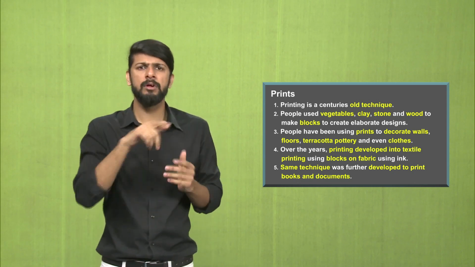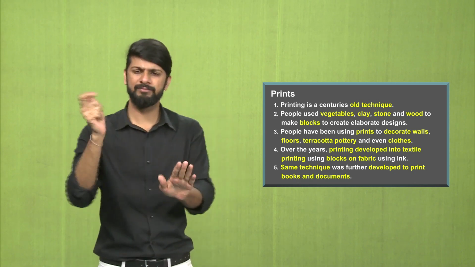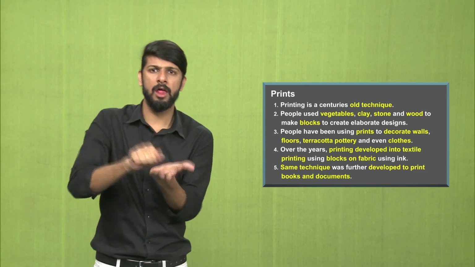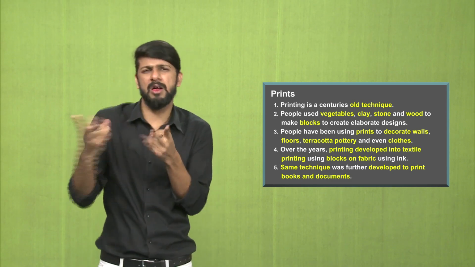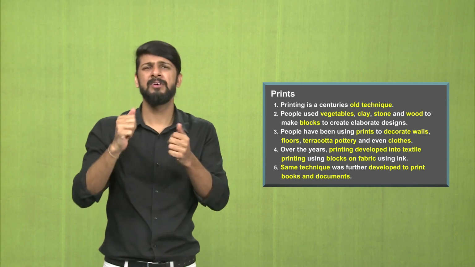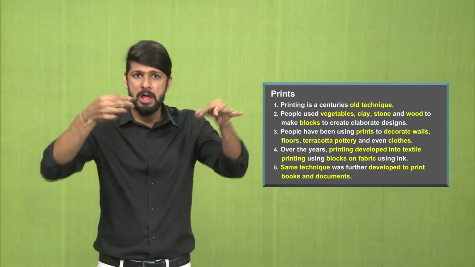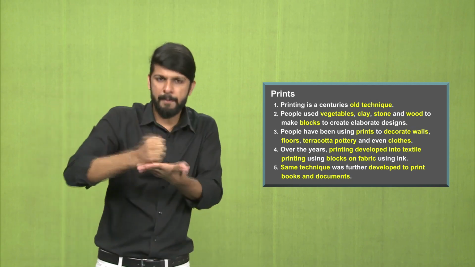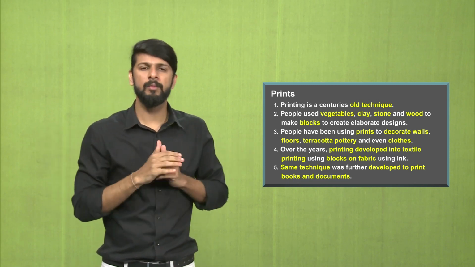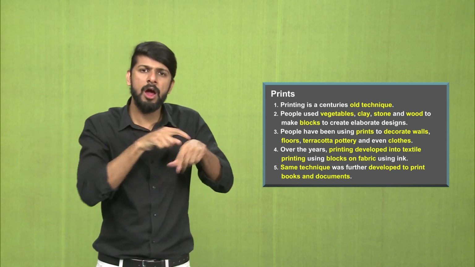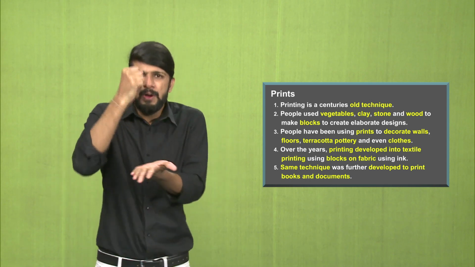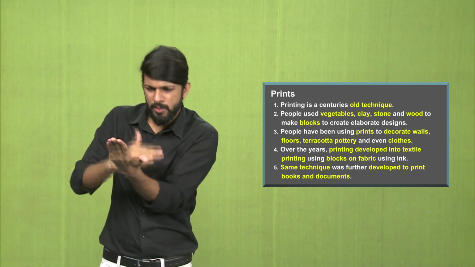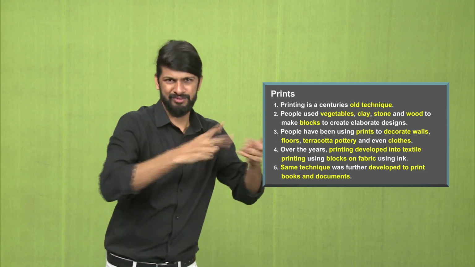Over the years, the technique of printing further developed into textile printing. So, the fabric was readied first, and then the blocks were put in ink. The blocks could be made out of various things, could be vegetables, clay, stone or wood, and then the required fabric with the desired ink was used to make impressions on textiles, and the same technique was further developed into what is known as printing of books and documents.